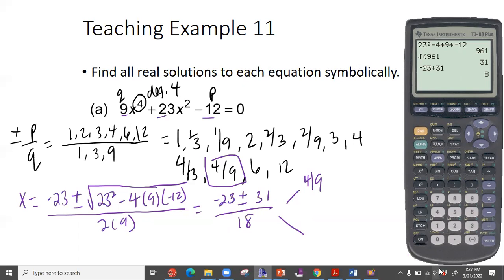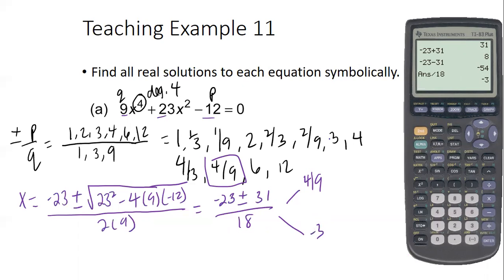And then the other is -23 minus 31. I was like, I already did that. And that gives us -54 divided by 18. And -54 divided by 18 is -3. And did we say that 3 was one of ours, plus or minus 3? And so since this is a quadratic-like form, these are our two answers. So we have 4/9 and -3. And did we say that that's how you know you're right? Were they one of my possibilities? Yes, they were.